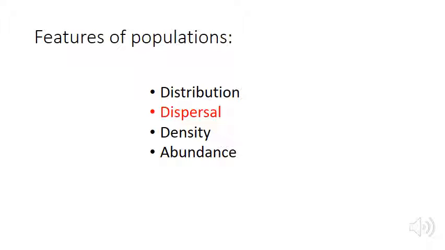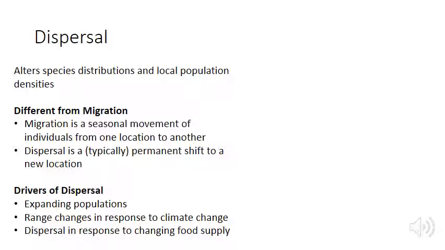So the second feature of populations that we're going to talk about is dispersal. So what is dispersal? Well, it's different from migration. Migration is a seasonal movement of individuals from one location to another. It almost always involves a return movement, whereas dispersal is typically a permanent shift of an individual or a population to a new location.